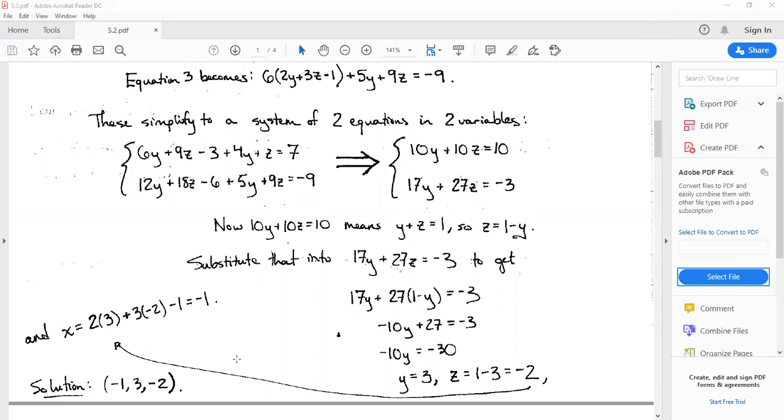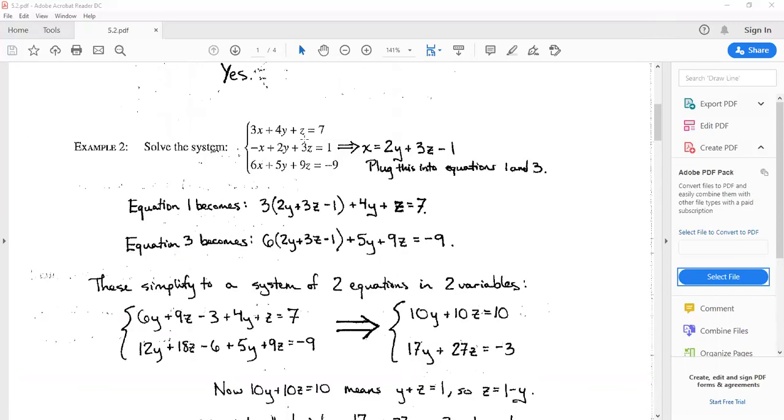Now, I know that might feel like it was kind of haphazard. Like, how did we know to solve for x first? Well, we kind of didn't, but it was easy to solve for x first. So that was why that choice got made there.